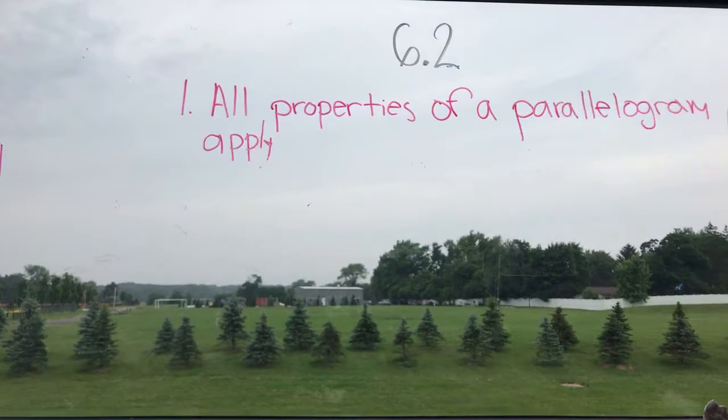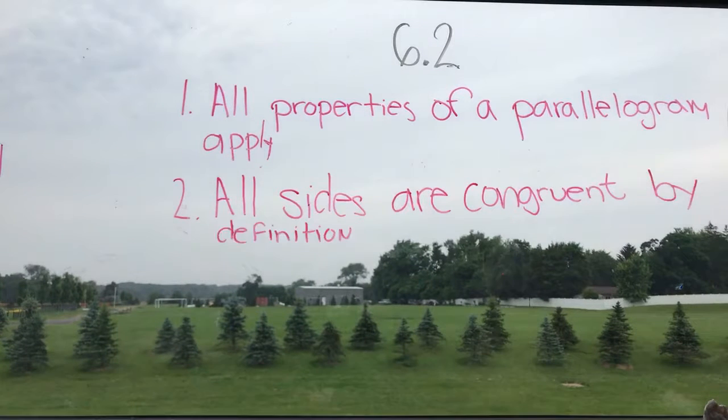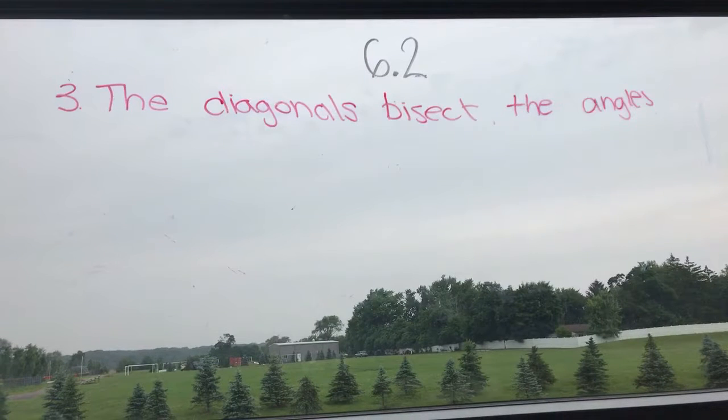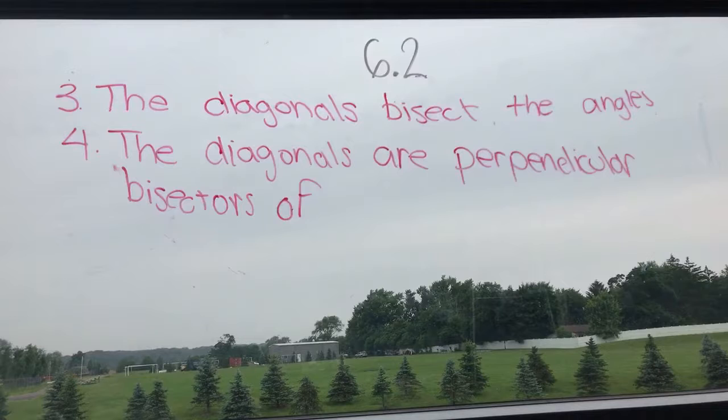Properties of a rhombus. All properties of a parallelogram apply. All sides are congruent by definition. The diagonals bisect the angles. The diagonals are perpendicular bisectors of each other.